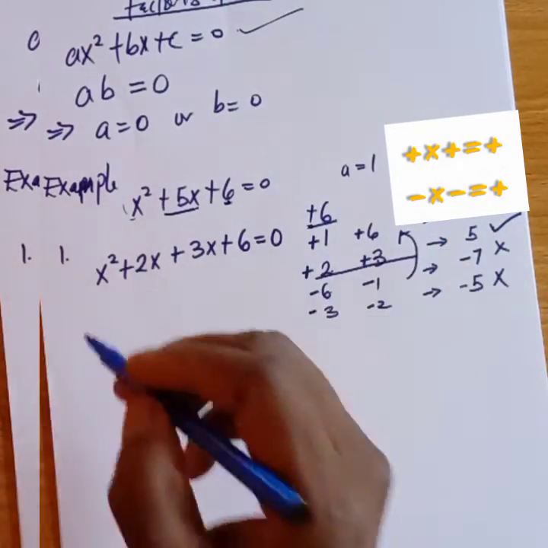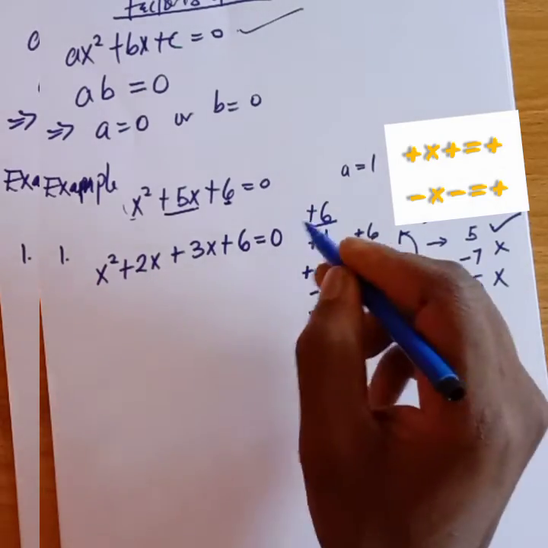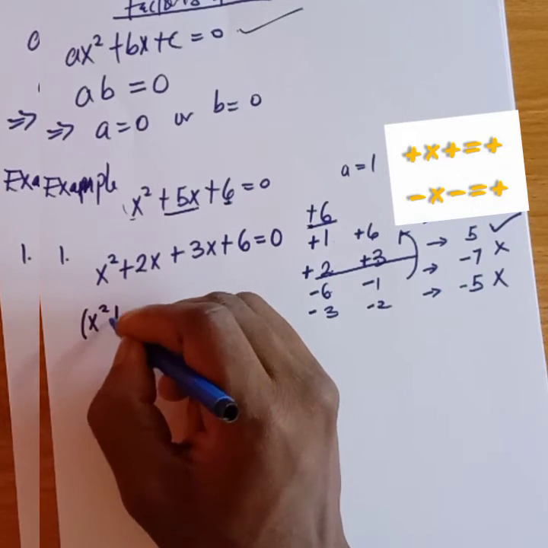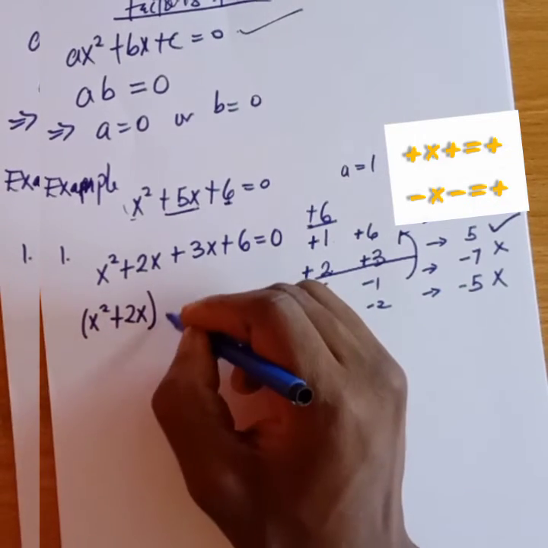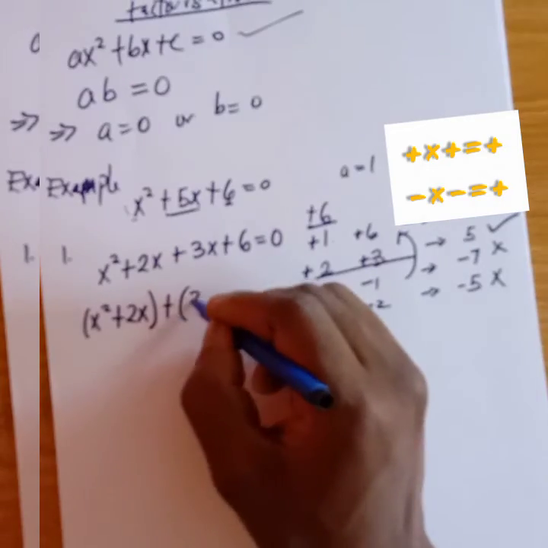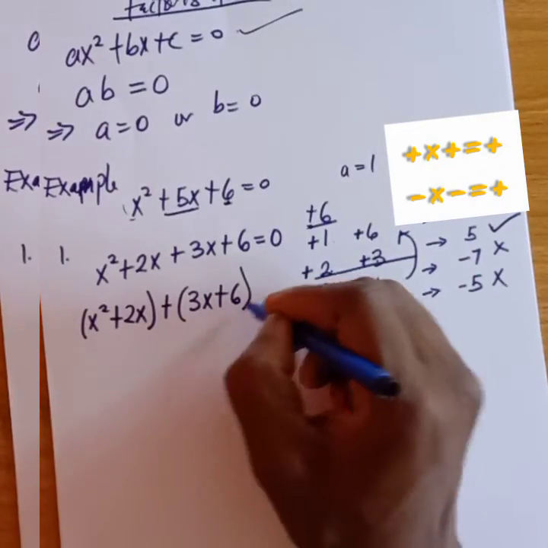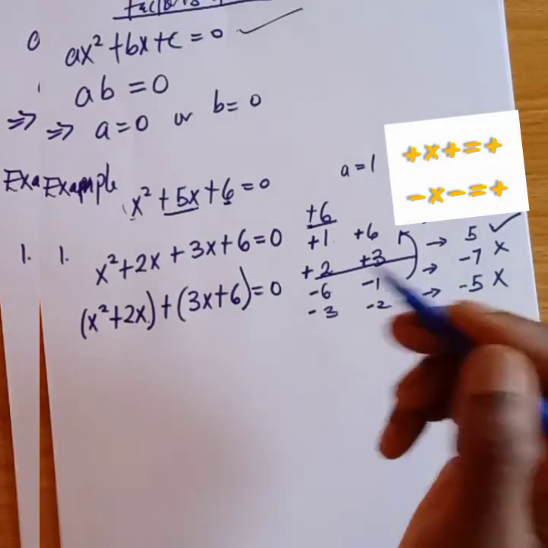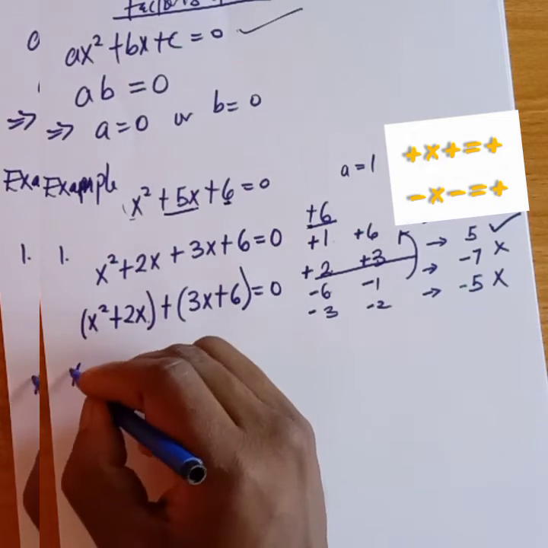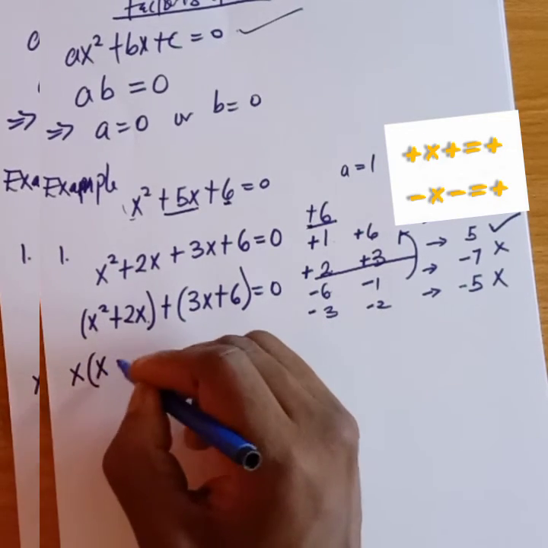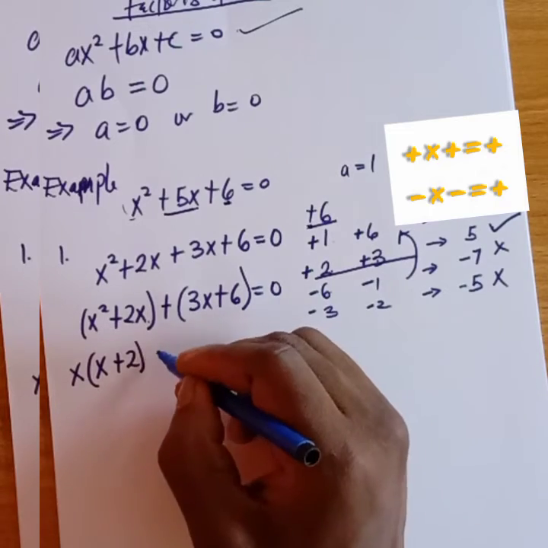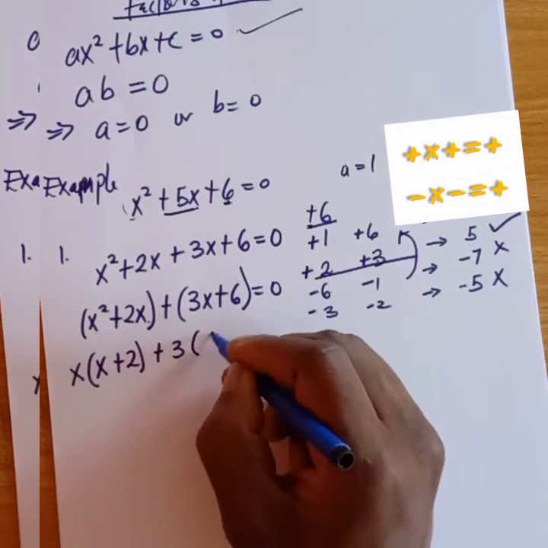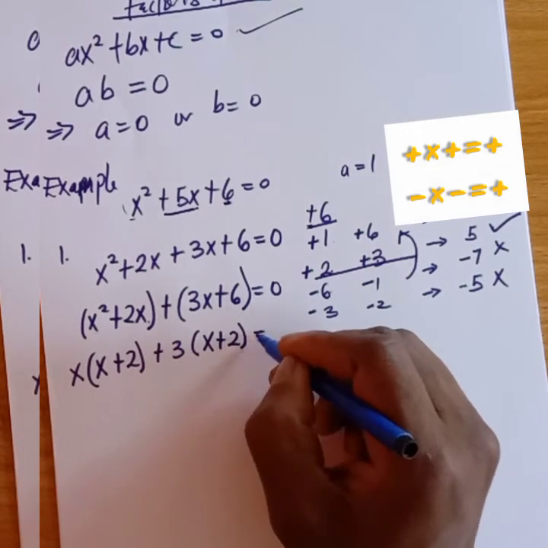So now the next thing is to group the expressions in twos. So I start like this: x squared plus 2x. I separate with a positive sign. I have 3x plus 6 equals 0. So here, look at what is common. I can see x is common to the 2. When I bring out my x, I'm left with what? x plus 2. Then here, 3x and 6, I have what? 3 to be common. I'm left with what? x plus 2 equals 0.